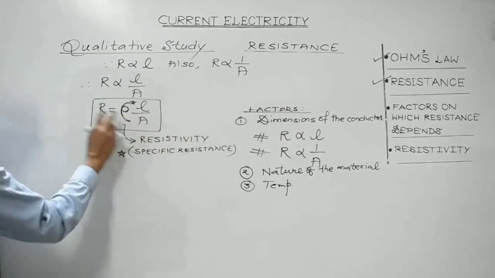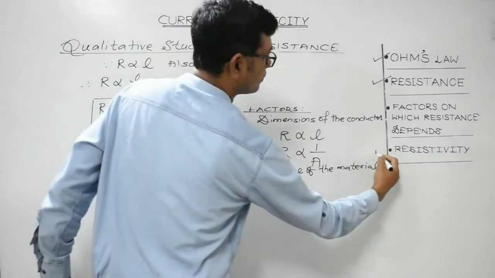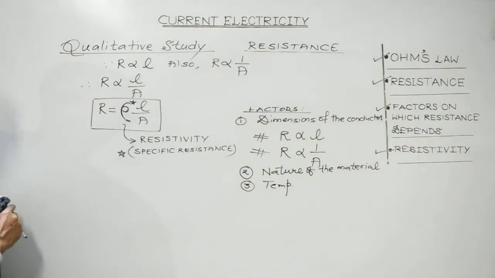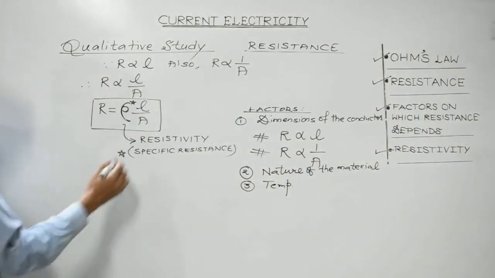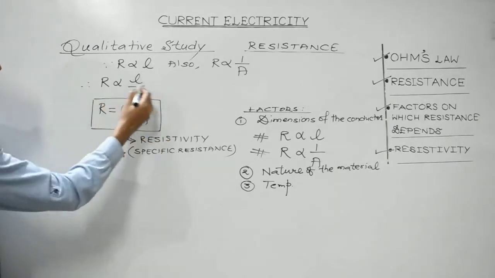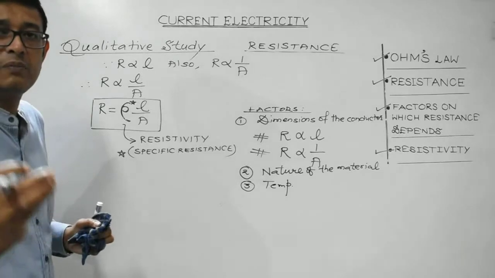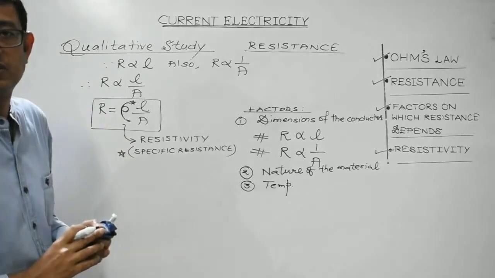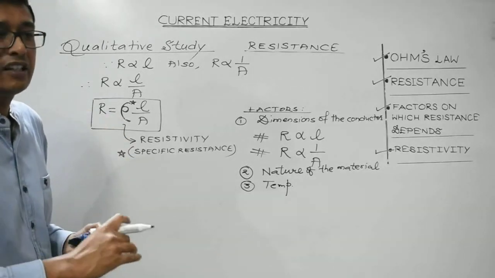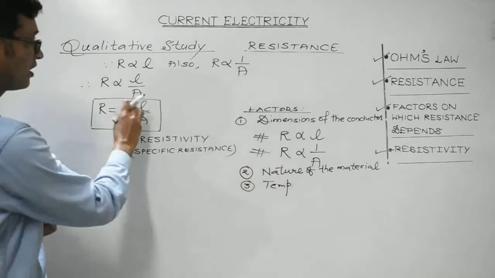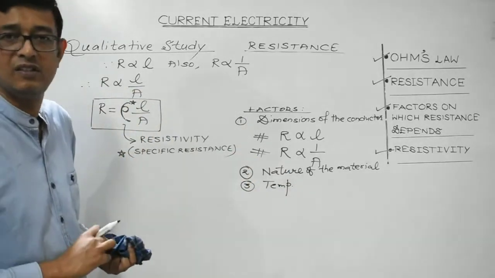So, let's discuss this term, resistivity. As I stated, it is a term which indicates the characteristic of the material of a substance. Right? It indicates the behavior of a substance towards electricity. So it characterizes the electrical behavior.